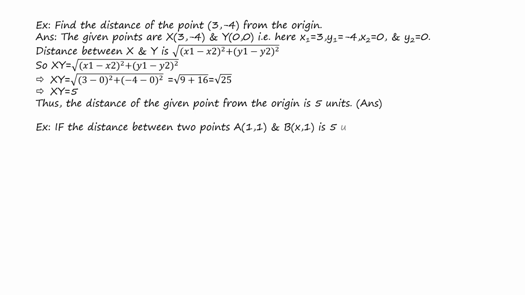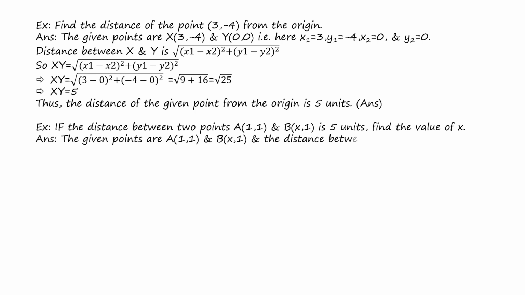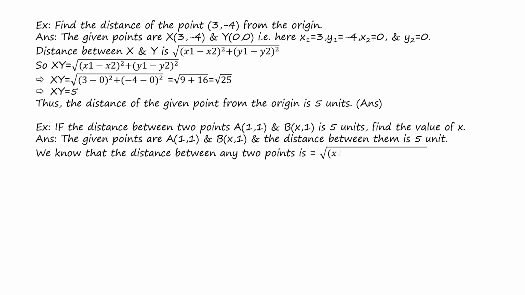If the distance between the points A(1, 1) and B(x, 1) is 5 units, find the value of x. That means in this question the distance is already given, but we have to find the coordinate of one of the points. So the given points are A(1, 1) and B(x, 1), and the distance between them is 5 units. We know the distance between any two points is nothing but the square root of (x2 minus x1) whole square plus (y2 minus y1) whole square.